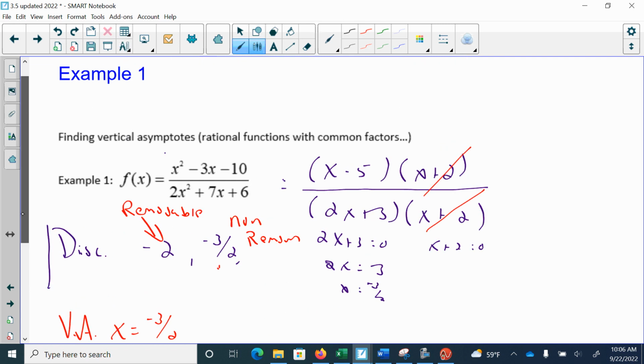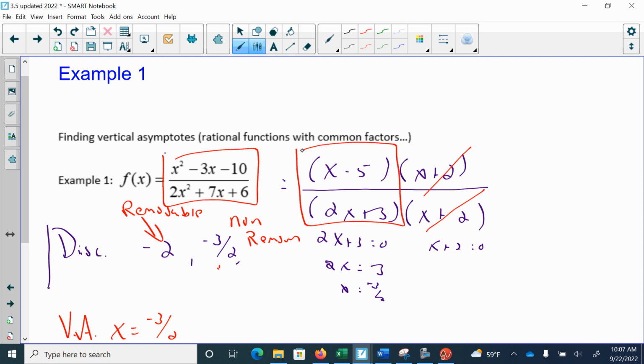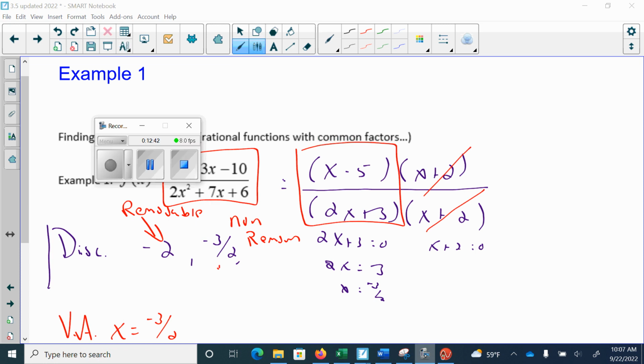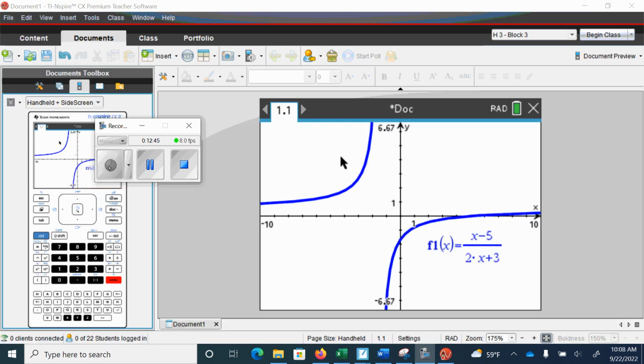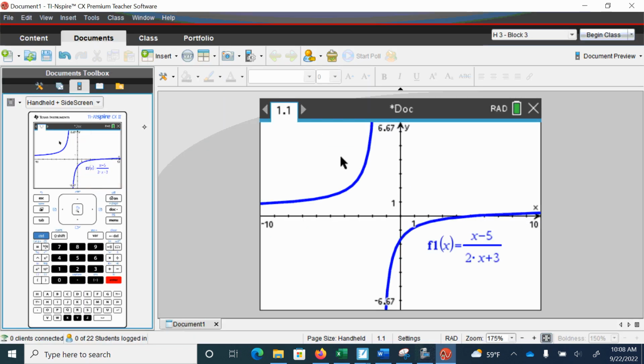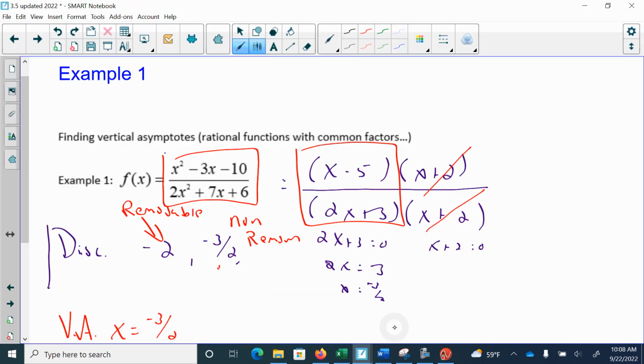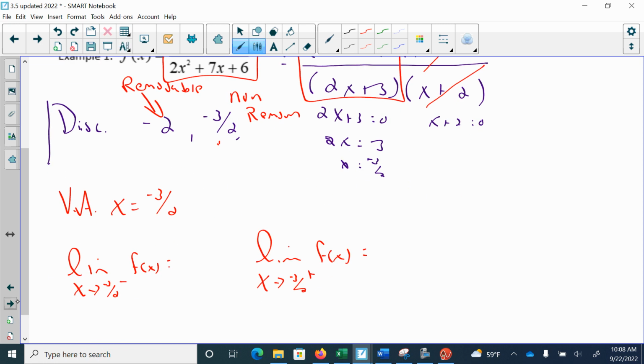So I have a choice. I can graph this whole thing, or I can graph what's left. It does not matter which one I graph. It'll be the exact same graph. So I am going to graph that. So this is what you get when you graph it. And I only graphed what was left. So I get the same graph if I graph the whole thing. So when I go back here, my rough sketch.